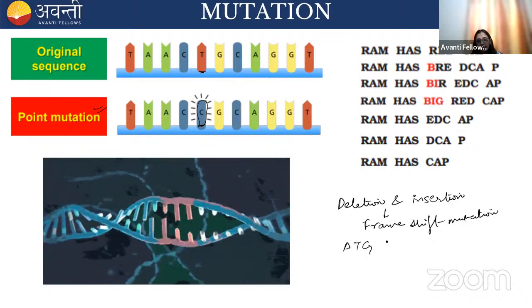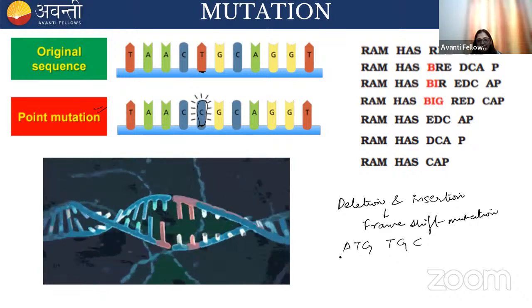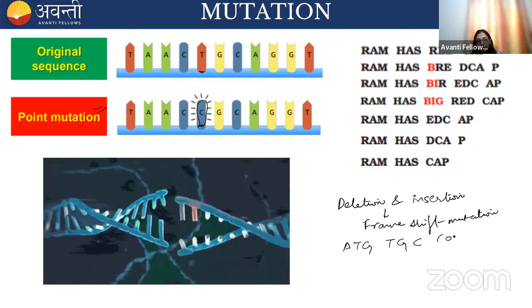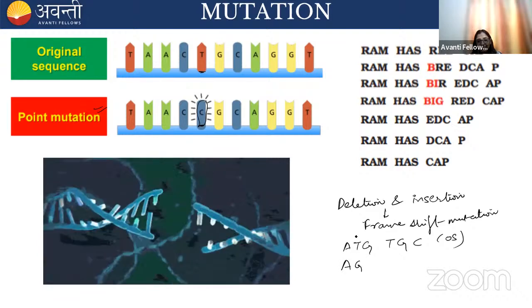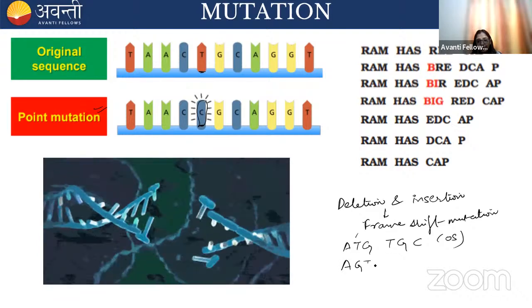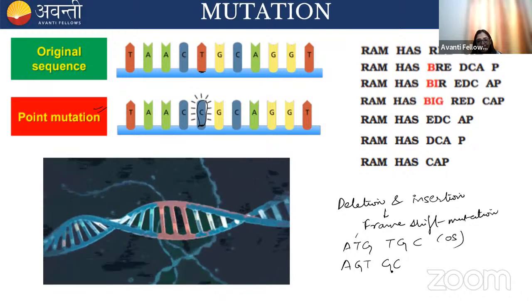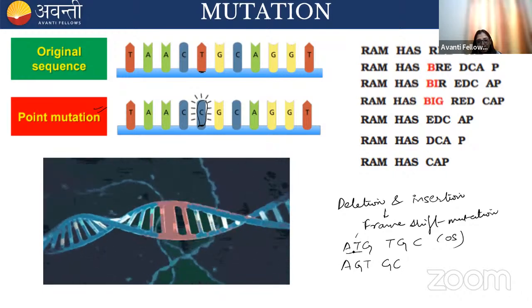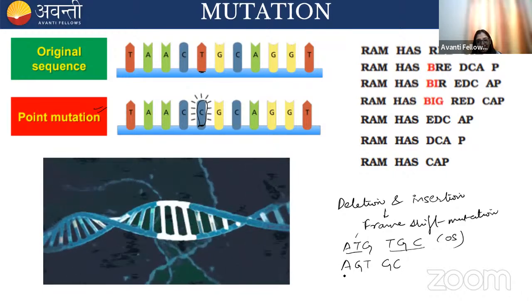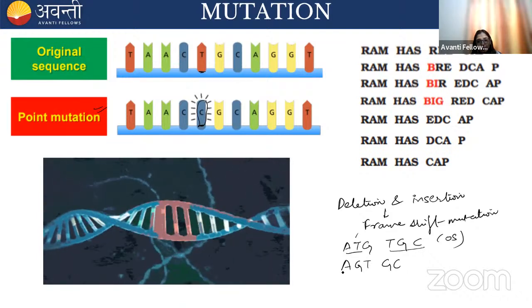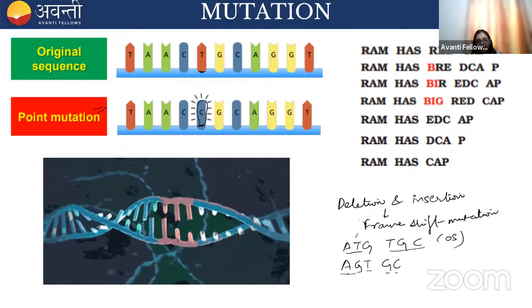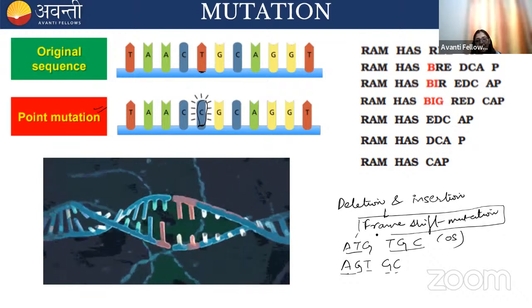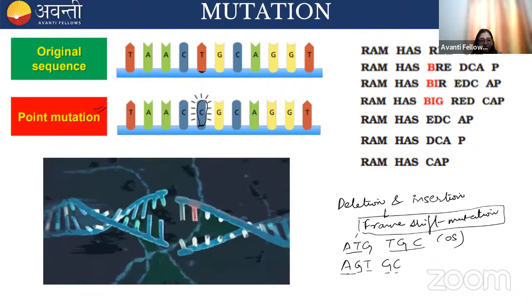Example, this is the original sequence. Okay, if there is a deletion occurring and this T is deleted, now the entire reading frame has changed. Earlier it was ATG and GTC. Now this T is removed, now it has become AGT and GC. Okay, so this type of mutation is known as a frameshift mutation.